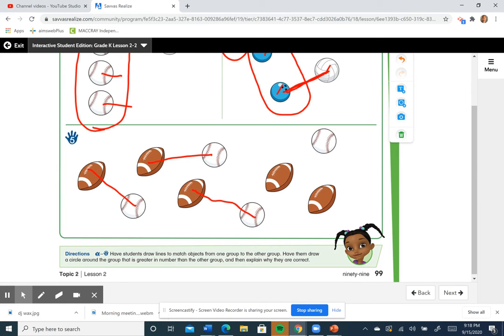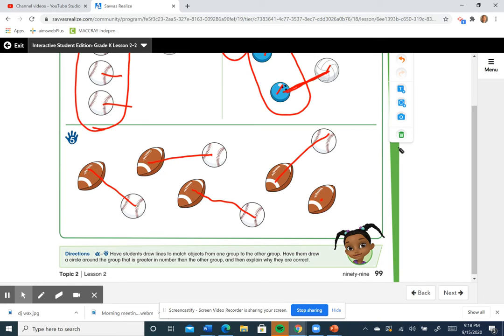These 2 match up. These 2 match up. Does this football match up with anything? No, so there are more footballs, or a greater number of footballs.